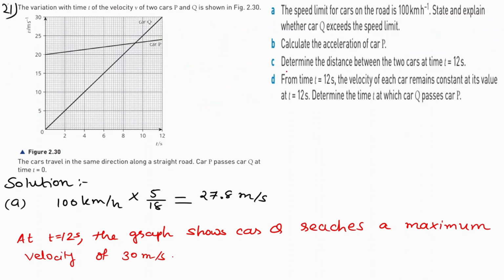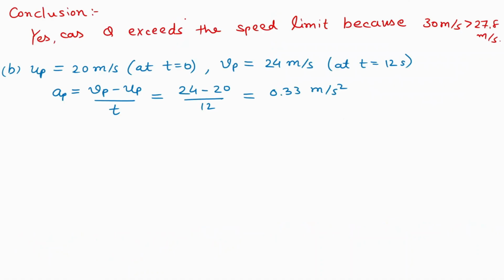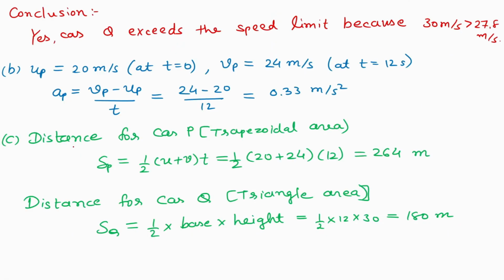Now question C: determine the distance between the two cars at time t equal to 12 seconds. So we need to find the distance between these two cars at 12 seconds. If you want to find distance from a velocity versus time graph, in our previous video I told you that you need to find the area under the curve.